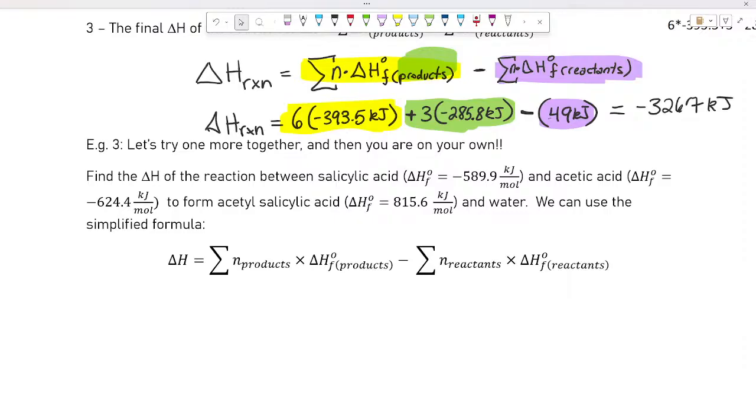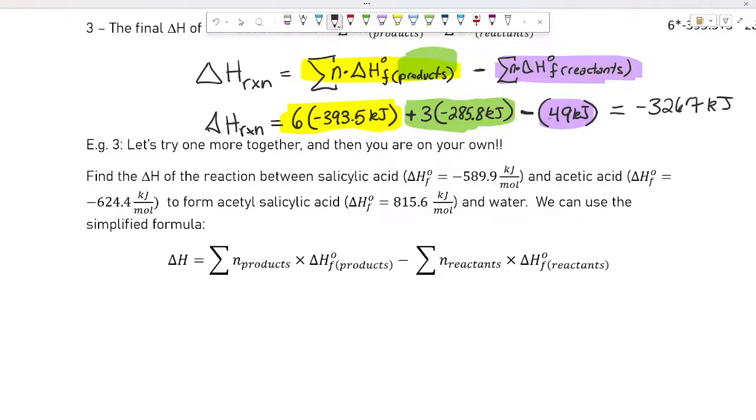The reaction between salicylic acid and acetic acid to form acetyl salicylic acid. If we hadn't lost so many days, we'd have done this in the lab. It's a fun lab. You make aspirin. I want to know what is the delta H of that reaction, right?